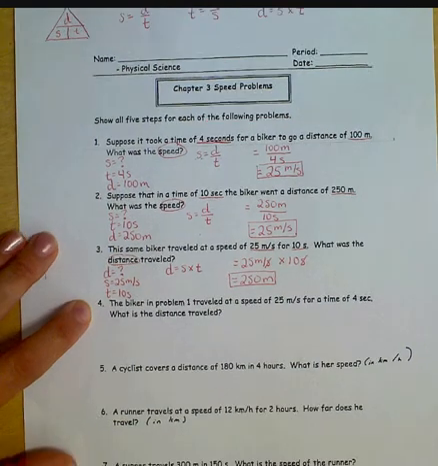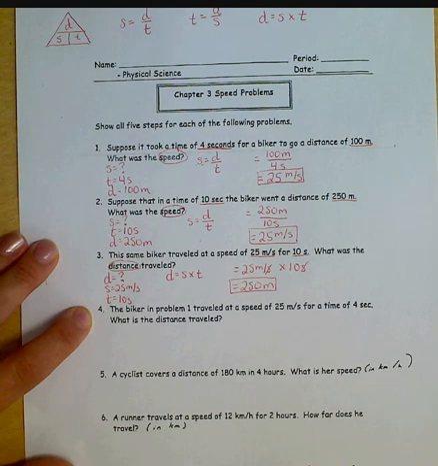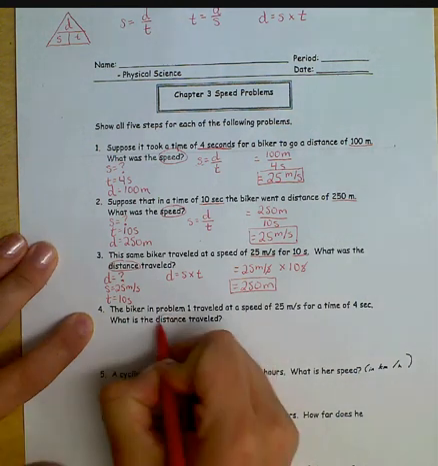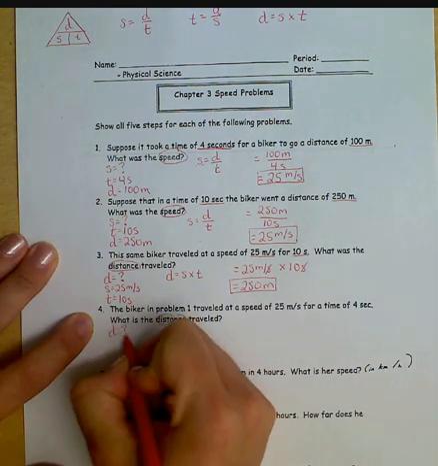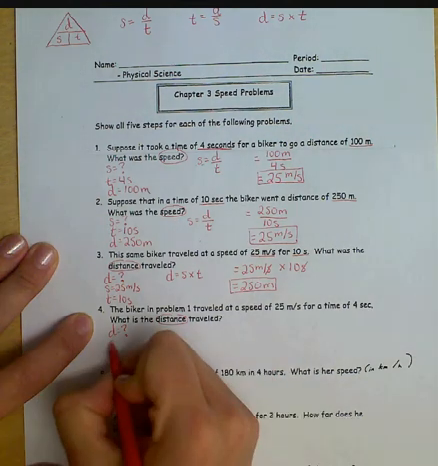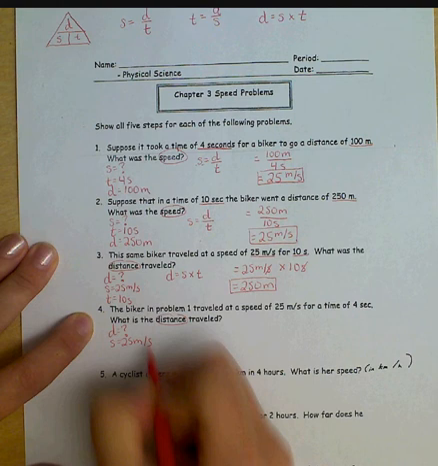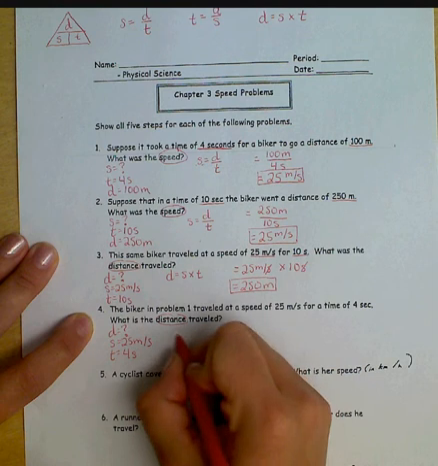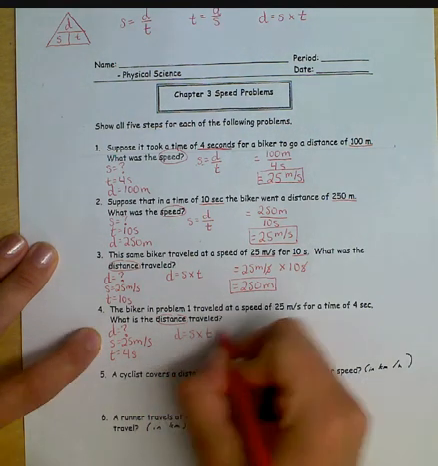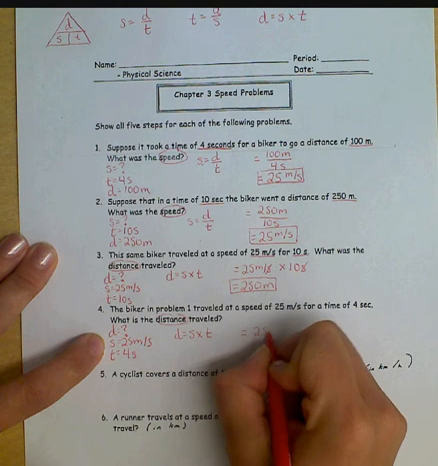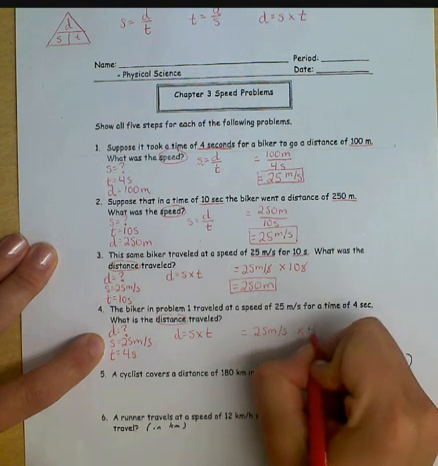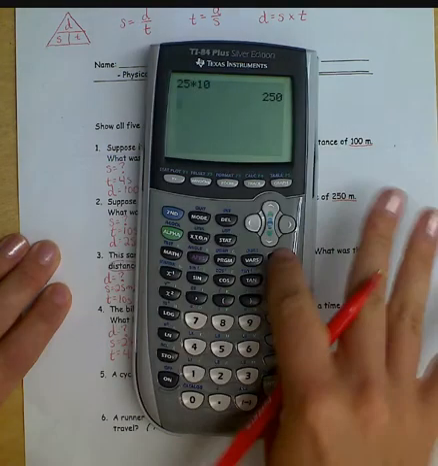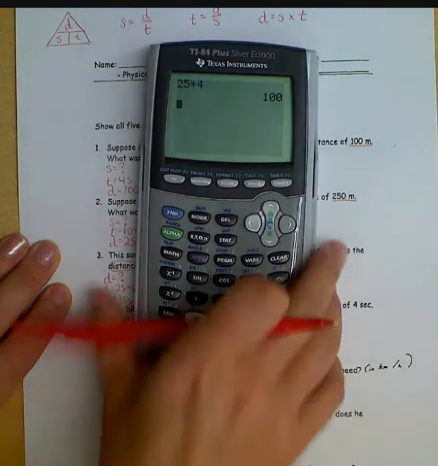Number 4, the biker in problem 1 traveled at a speed of 25 meters per second for a time of 4 seconds. What is the distance traveled? Okay, so I'm looking for my distance. And I have a speed of 25 meters per second, and my time is 4 seconds. So I can plug this into my equation. D equals S times T. 25 meters per second times my 4 seconds. Again, I can plug it into my calculator. 25 times 4, it's going to give me 100.